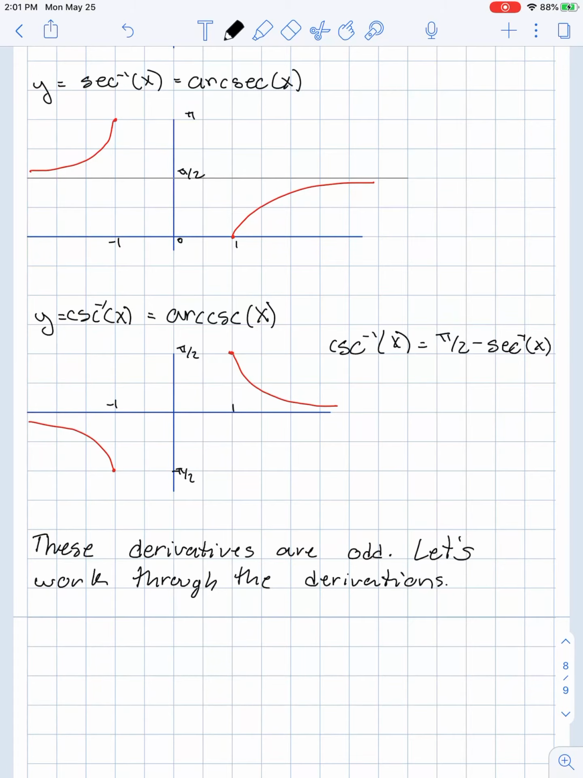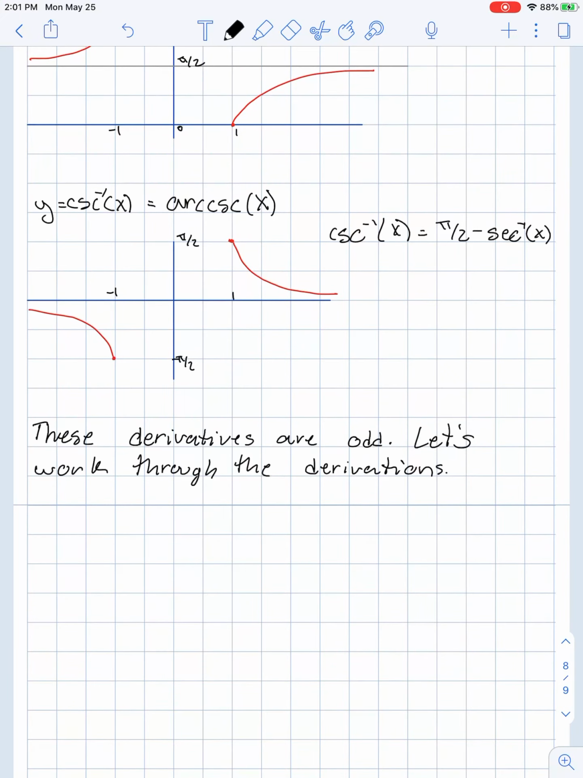So we're going to do arc sine first. Let's let f of x equal sine, and we're going to use the derivative of the inverse function formula from the last section. So f of x is going to equal sine of x. That means f prime of x is going to equal cosine of x.